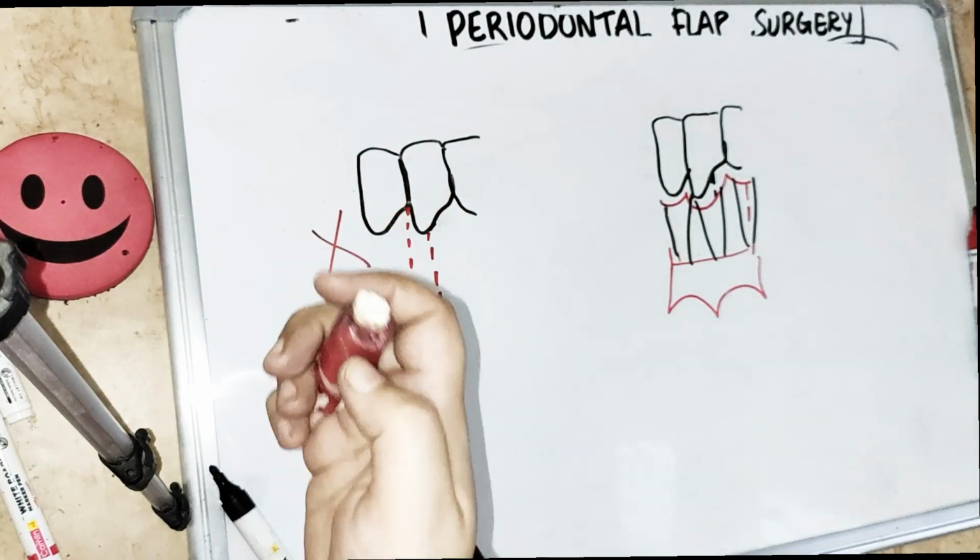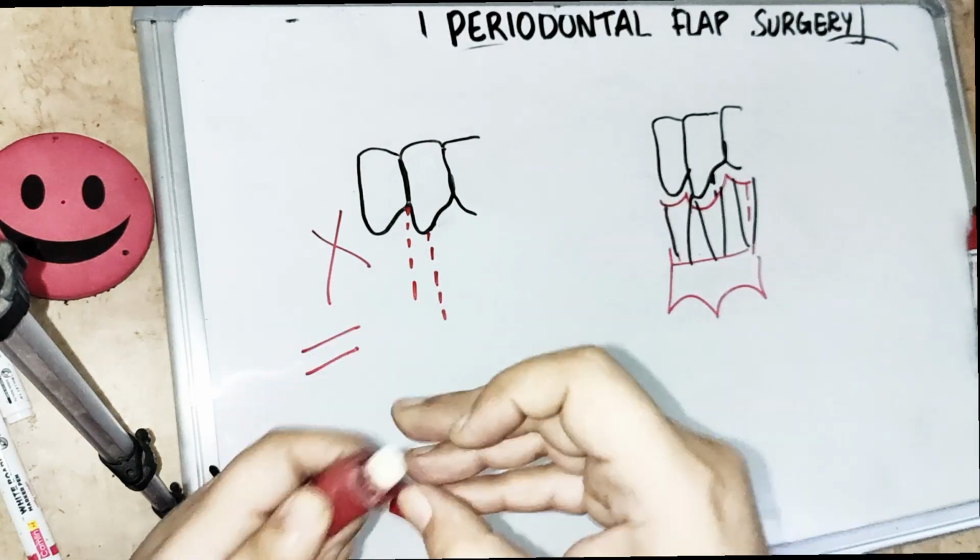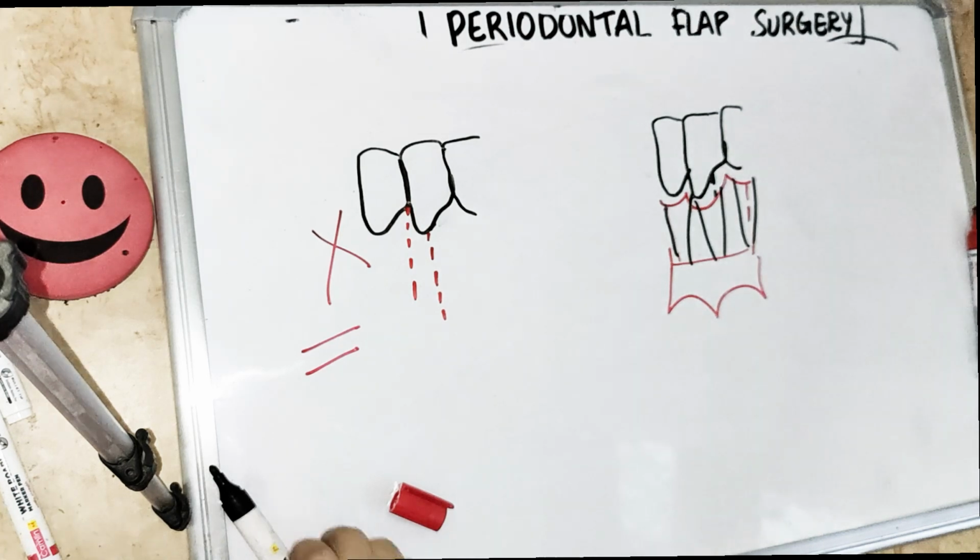And after that there is debridement of the root. Your root surface you are cleaning and removing the pocket of the epithelial lining. So like that you are using it in the Kirkland flap.